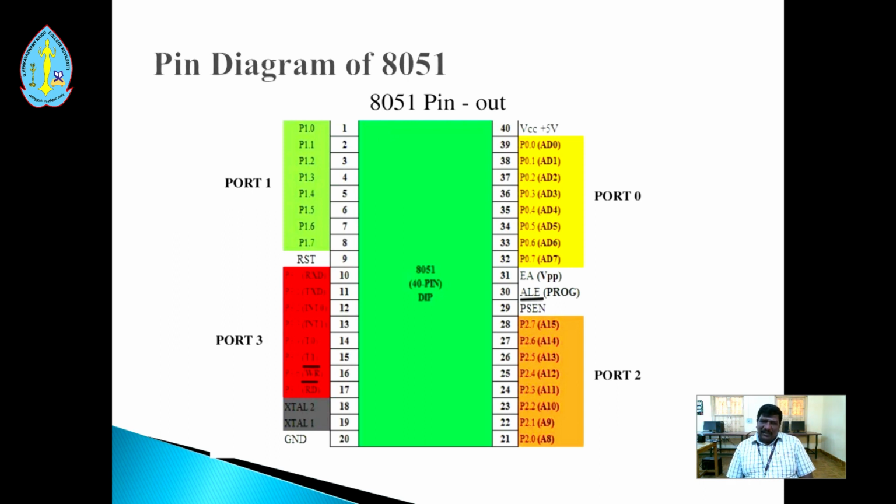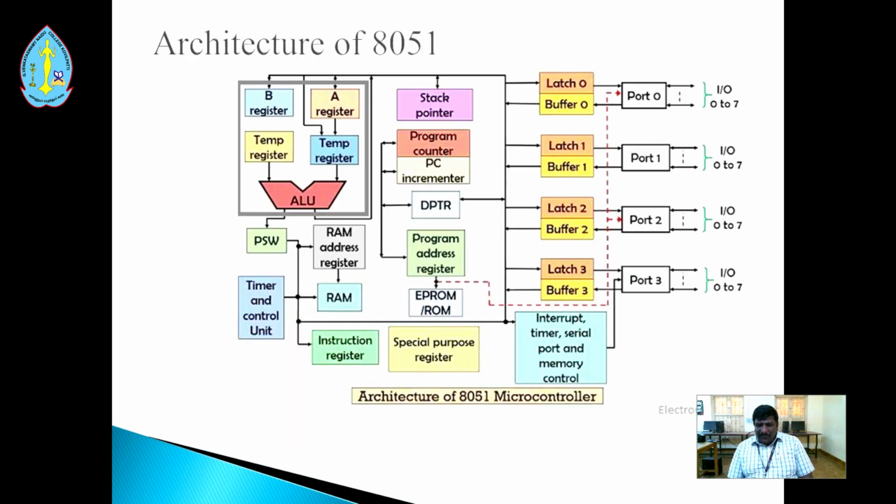Next we discuss the architecture of the 8051. It is much easier to work with compared to the 8085. The 8085 architecture is very complicated, but the 8051 architecture is the simplest. The same concept of blocks used in the 8085 is used in the 8051: ALU, stack pointer, program counter, DPTR, EPROM. They are the same in the 8085 and the 8051. The only difference is the PSW. In the 8085 it is used as flags, that means flip-flops in 8 bits.